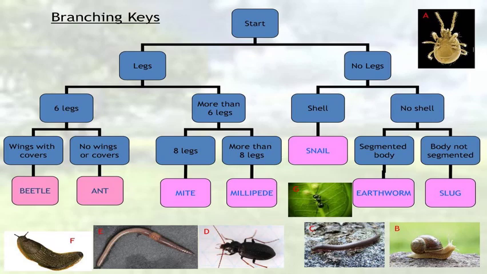Now under the no legs, the second couplet is shell and no shell. If the shell is present, then it's a snail, and if there is no shell, the next couplet is segmented body or body not segmented. If the body is segmented, then it's an earthworm, and if the body is not segmented, then it's a slug.